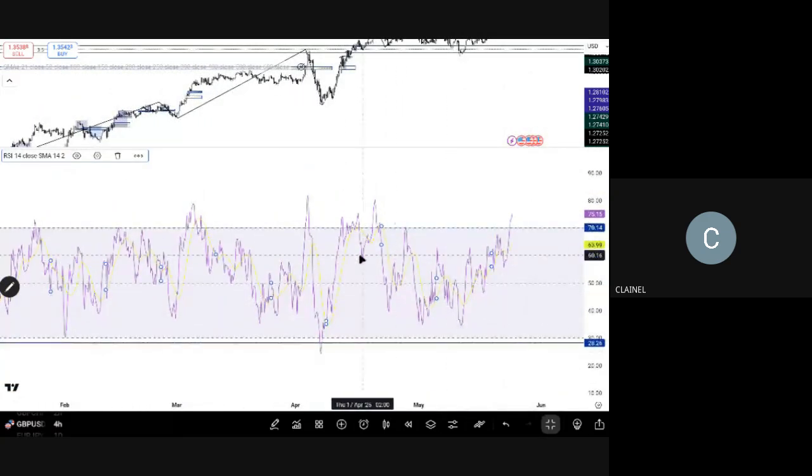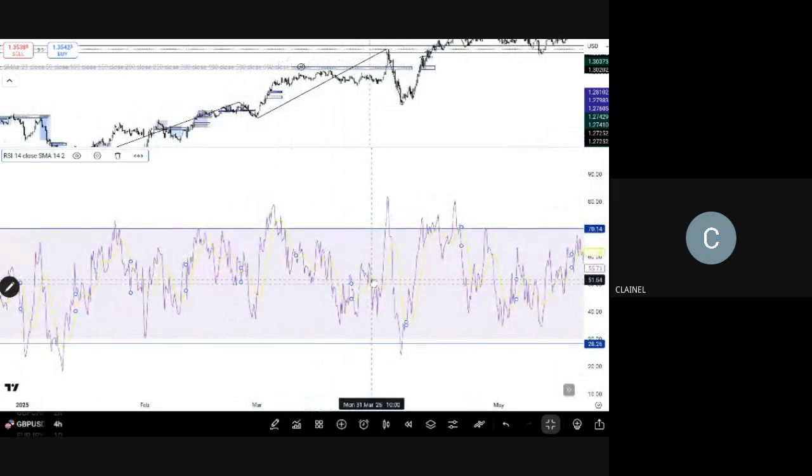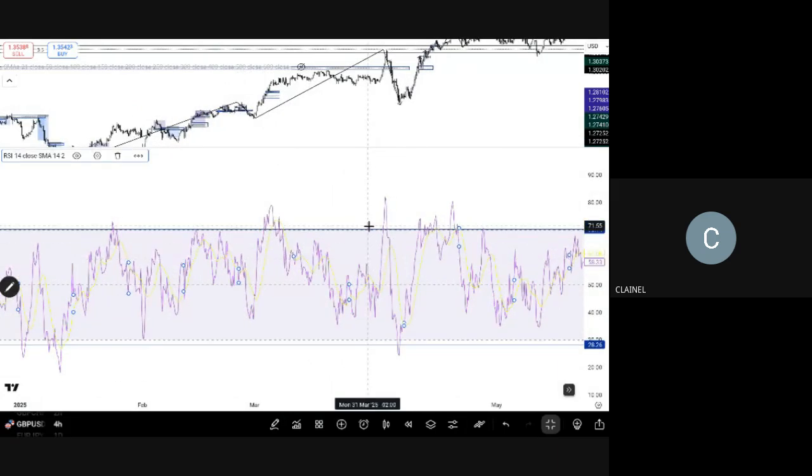As you can see, your indicator has its own key levels. This 70 is a key level for overbought. When you see price overbought, you do not want to enter any long position, you do not want to buy. You're definitely going to be looking for price retracements down, back inside the zone.